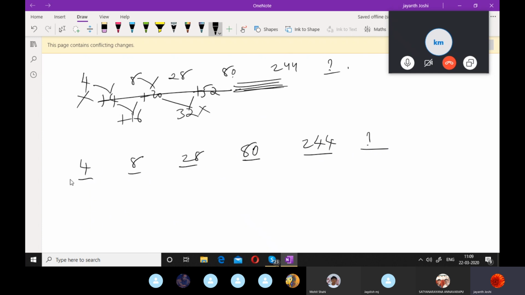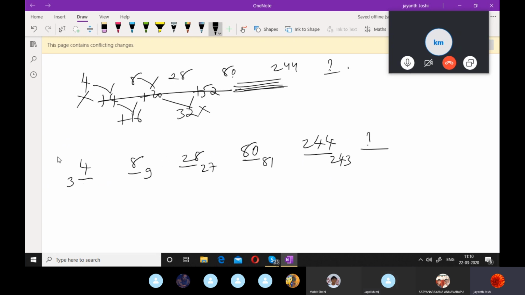How? 4 is very near to 3. 8 is very near to 9. 28 is very near to 27. 80 is very near to 81. 244 is very near to 243. So all these are near to multiples of 3 or not? Yes, these are all very near to multiples of 3. So what I mean to say here, you should always see what kind of numbers they are. Because I already said numbers speak. You should understand the language.